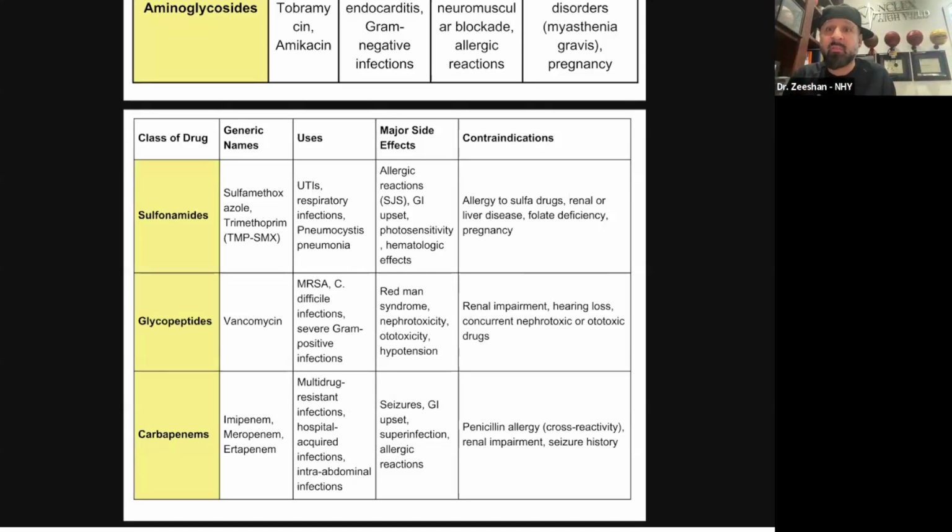This one is good for UTIs, but it's still a sulfa base. So we must ask them if they're allergic to sulfa drugs. And we must look out for SJS. Anybody know what SJS stands for?